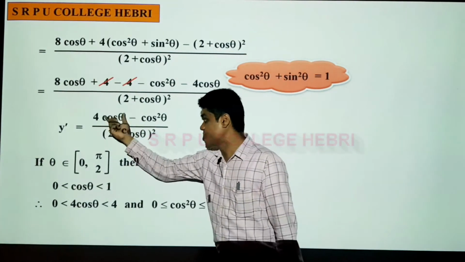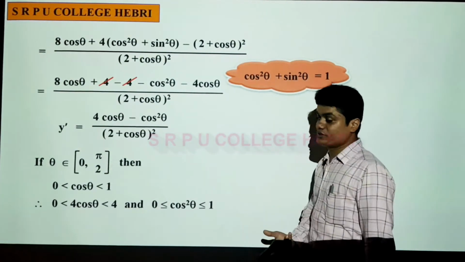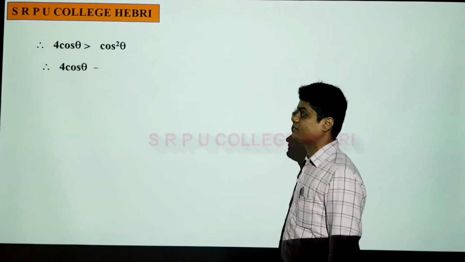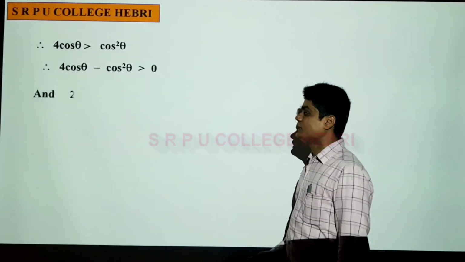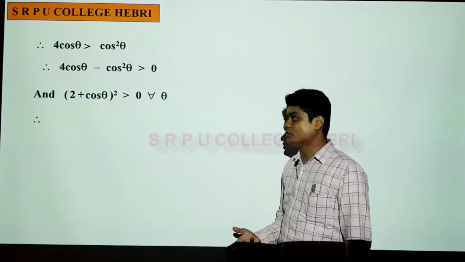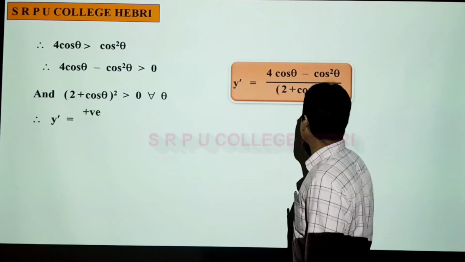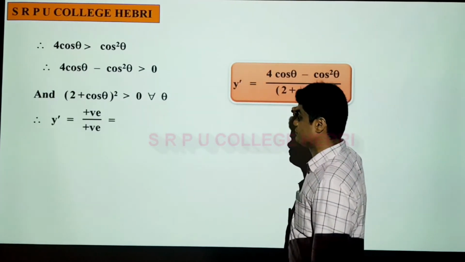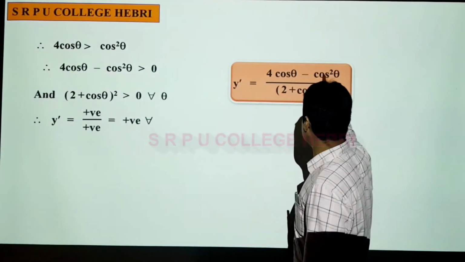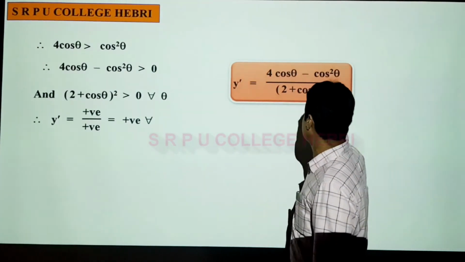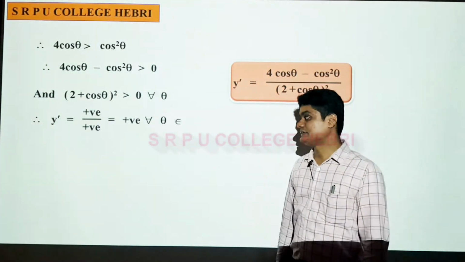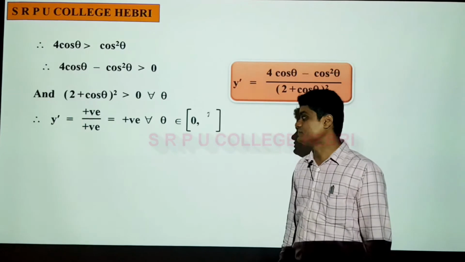So the first term is bigger than the second term, so the numerator difference should be positive. The denominator, you already saw, is a square of a number, so definitely it is positive. So y dash will be positive, positive by positive will be positive. Understood? This number is more than this, so the subtraction will be positive. This is the square of something, so positive by positive will be positive for all theta, or for theta belongs to 0 to pi by 2.